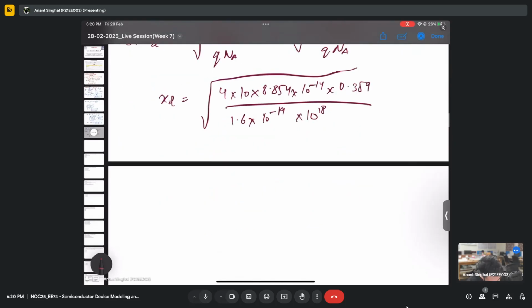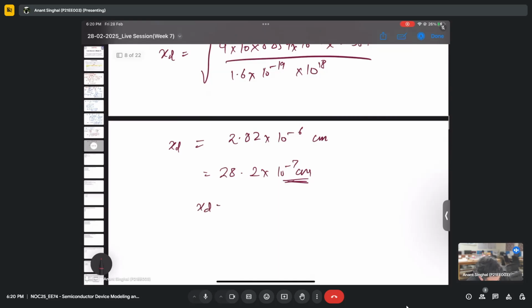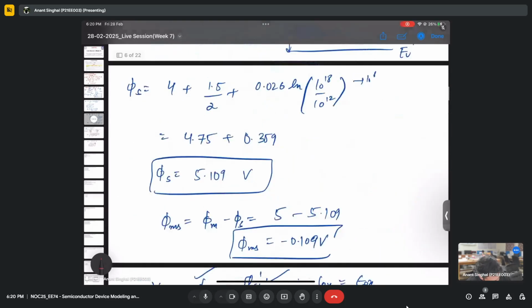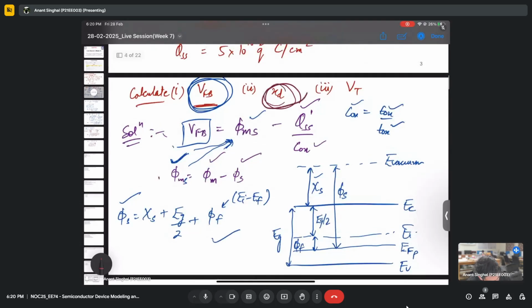Once you solve it, this will come out to be 2.82 times 10 to the minus 6 centimeter, or this is 28.2 times 10 to the minus 7 centimeter, and this is nothing but nanometer. So x_d will come out to be 28.2 nanometer. So we have also covered this now.